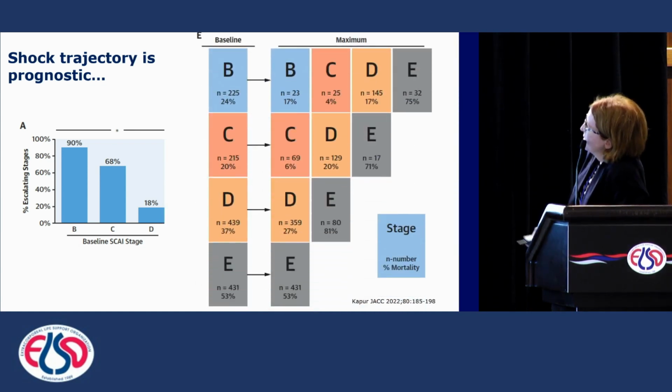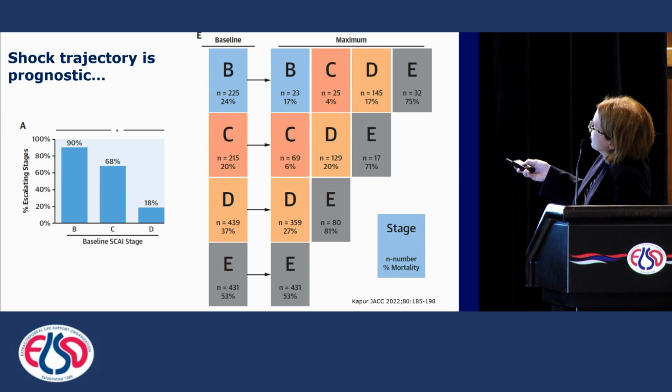So this shows the prognosis. A little complicated, but this is the count in the beginning of B, C, D, or E, and then what they go to. So 23 of these patients stayed B, 25 of them went to C, 145 went to D, and 32 went to E. And then these percentages are the mortality. So while B and C had similar mortality if you judge them by their baseline SCAI class, B or C at baseline, walking into your ER, if you followed them over time and looked at their maximum SCAI category, you see how these two mortalities are going to differentiate out.